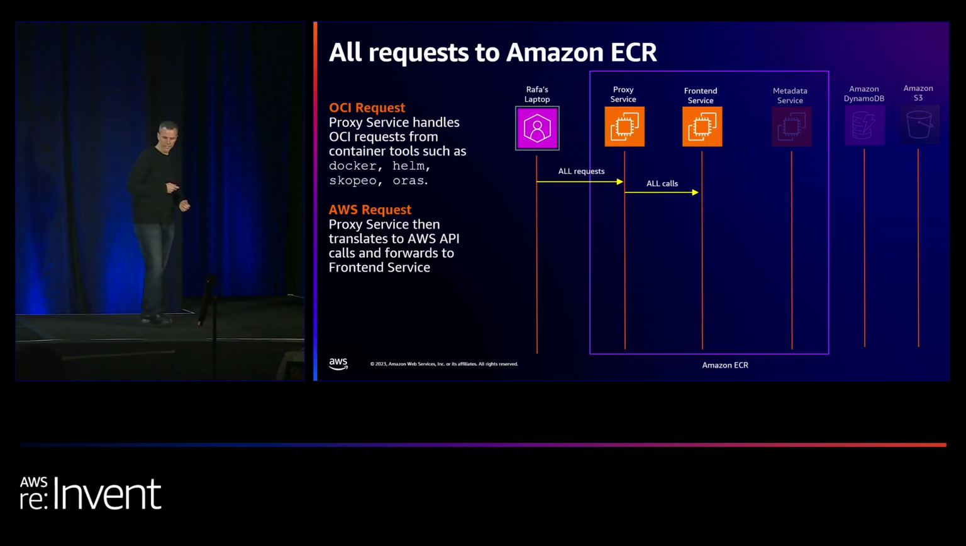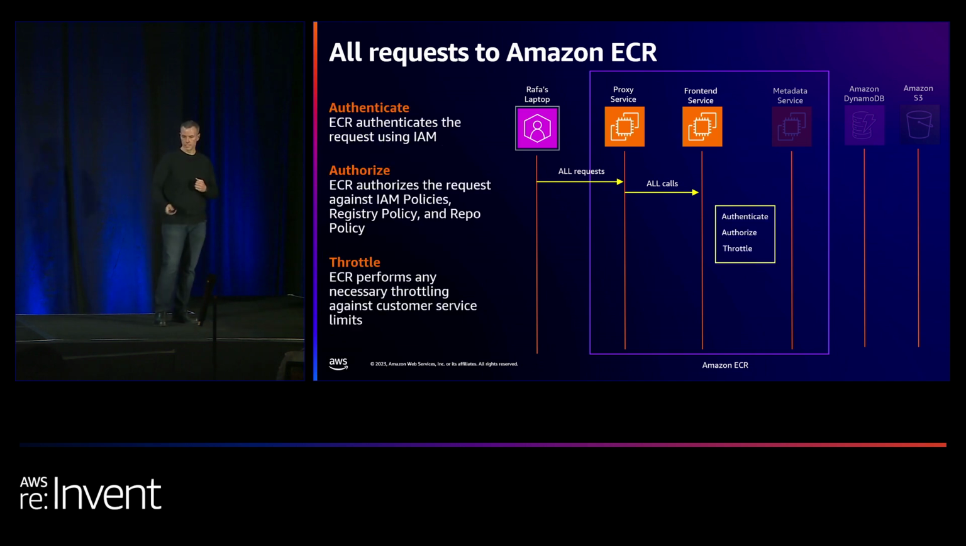So I'm going to pivot the diagram a little bit into more of a sequence diagram so we can walk through the flow of how a call makes it from Rafa's laptop all the way up to ECR. This is a generic slide about how all calls work. They go to proxy service, then front end, and that allows clients like Docker, Helm, anything OCI compliant to talk to our proxy service, and proxy will do the translation to front end. The job of front end service is three parts: authenticate, authorize, and throttle.